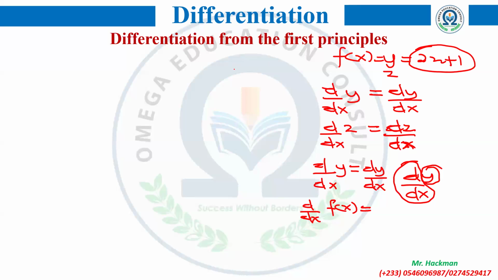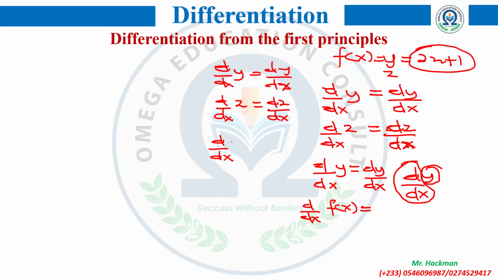Okay, so let's see. If d/dx of y is equal to dy/dx, so now maybe you see the pattern. If d/dx of z is equal to dz/dx, do you agree? Yes. And d/dx of w will be equal to what? dw/dx. Is that not it? Yes.